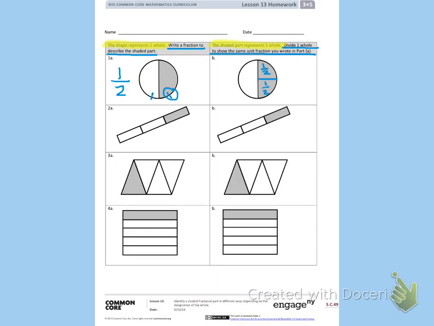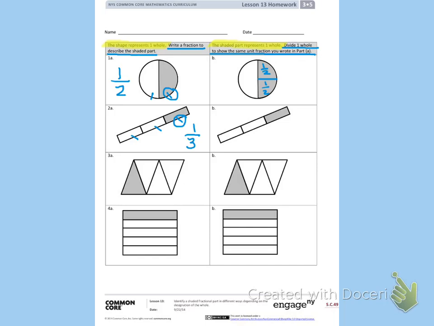Let's look at 2A. 2A shows a rectangle that has been divided into 3 equal pieces. 1, 2, 3. We'll go ahead and write a 3 in the bottom part of the fraction because the whole entire picture has 3 equal pieces. The shaded part is just one of the 3, or 1/3.